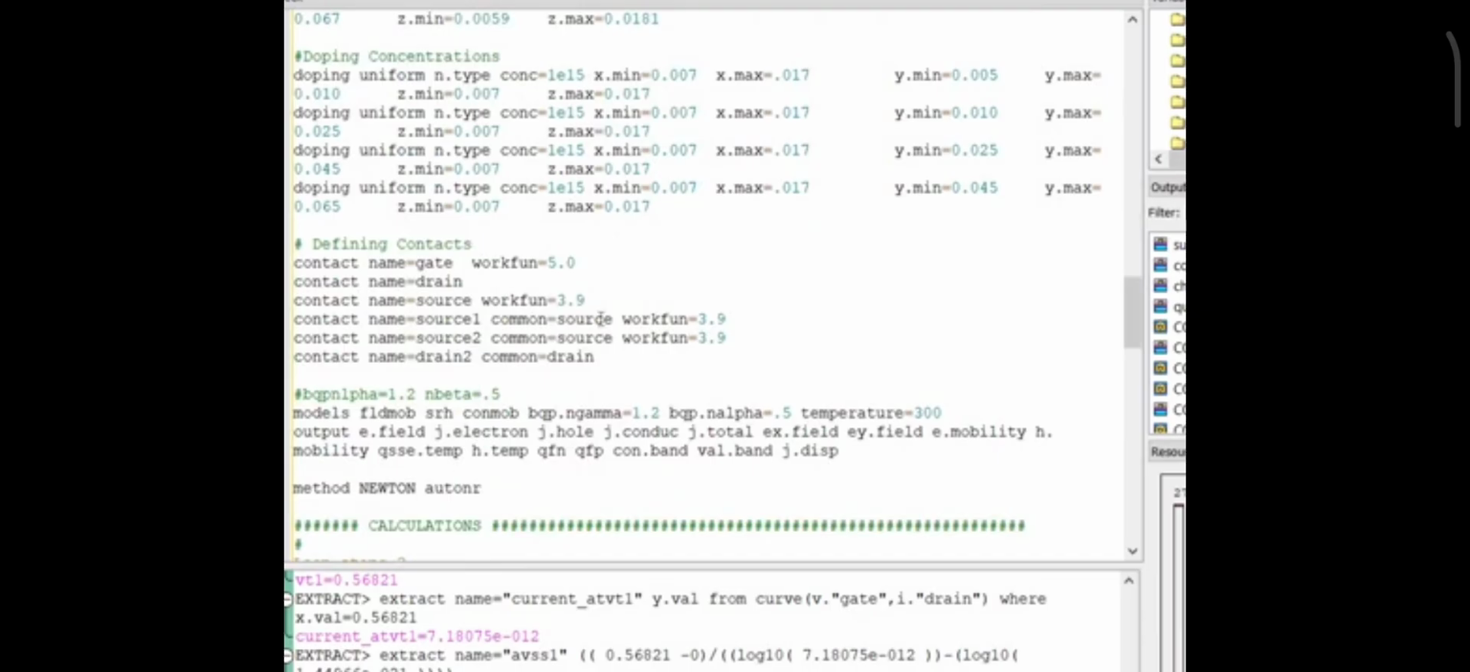Next is the doping concentration. You can also take one region with uniform concentration, that is intrinsic concentration, at the source, channel and drain region. In this code, I have taken the same doping in the different regions.